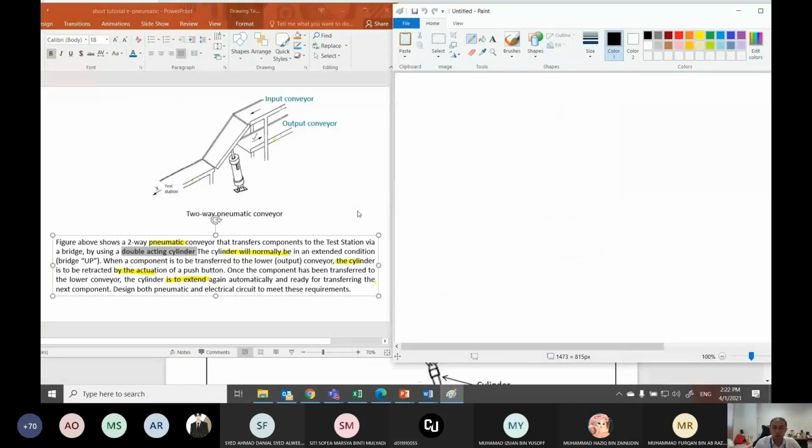So what you can do first, you draw lah double acting cylinder. So this is your double acting cylinder. And when you draw, you have to remember that the question says that the cylinder will normally be in an extended condition. Maksudnya bila you lukis ni, you terus letakkan piston ni dekat hujung macam ni.